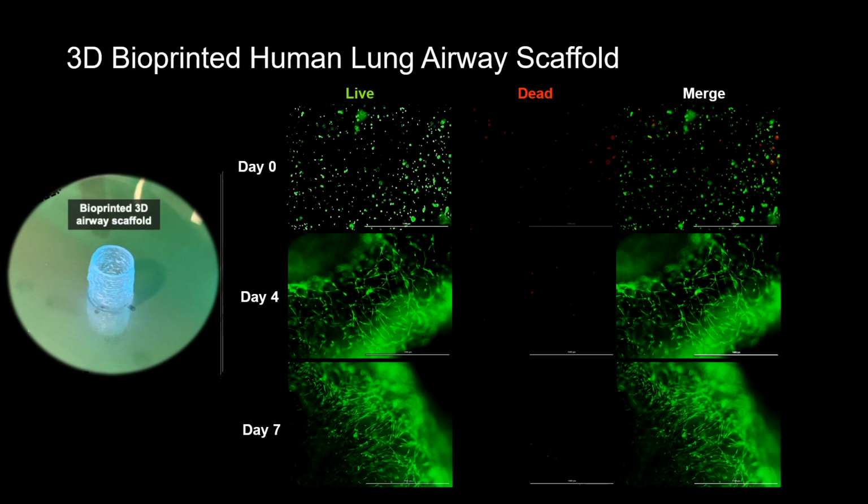Once we have the scaffold printed, the next step was bringing it to life with living cells. So now let's take a look at what happens inside our 3D bioprinted airway scaffold. We ran a viability assay on our 3D printed scaffold at day 0, 4, and 7 to identify living and dead cells. Most of the cells remained alive and healthy, staying green, with an average survival rate of 92%, demonstrating excellent cytocompatibility of our biomaterial and printing process, also indicating the 3D bioprinted environment supports sustained cell growth and viability.